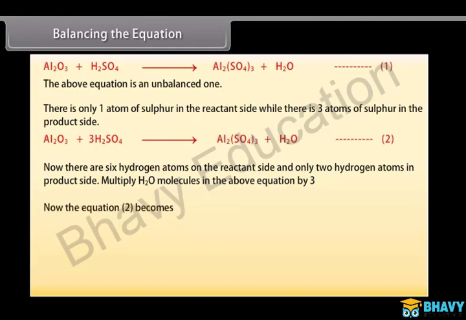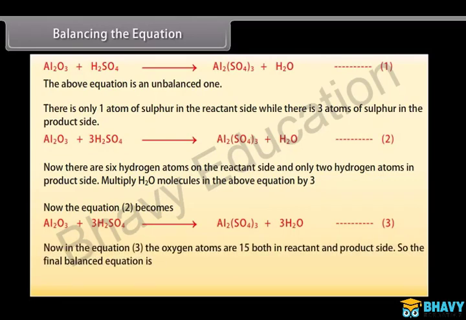Now equation 2 becomes Al2O3 plus 3H2SO4 gives Al2(SO4)3 plus 3H2O, which is equation 3. Now in equation 3, the oxygen atoms are 15 both on the reactant and product side. So the final balanced equation is Al2O3 plus 3H2SO4 gives Al2(SO4)3 plus 3H2O.